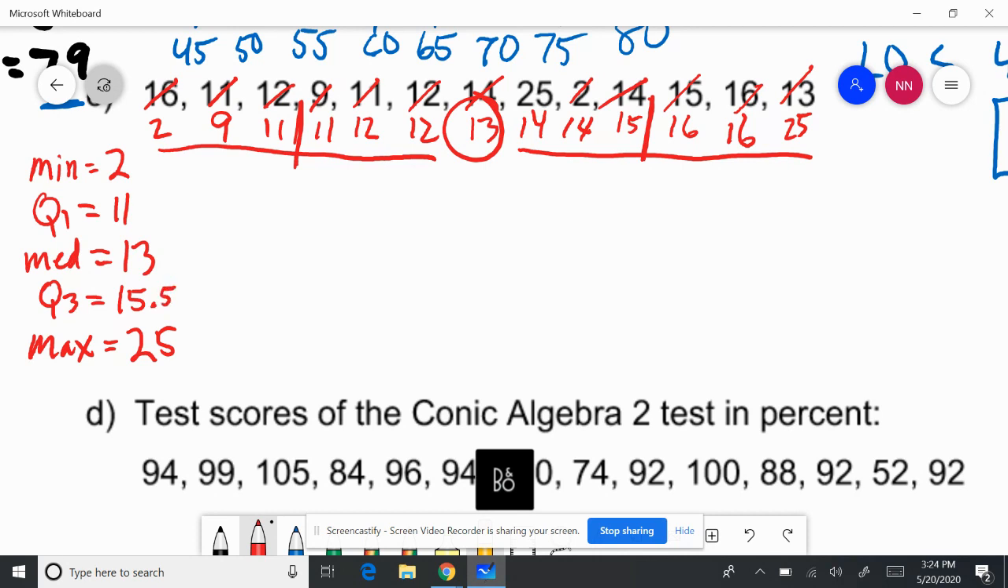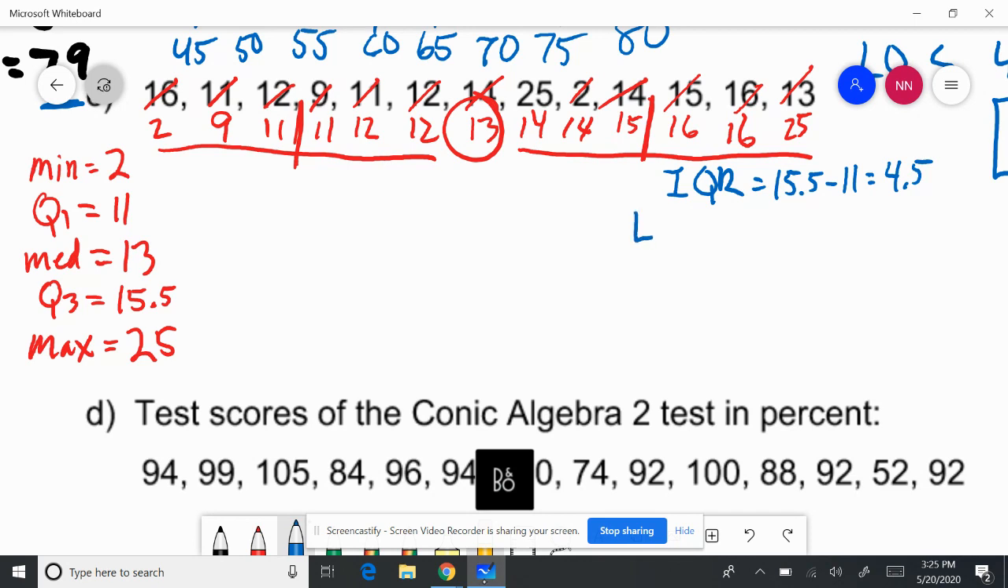Before we graph our box plot, we're going to check for our outliers. So remember, we're going to find our IQR first. We're going to take our Q3 value, which is 15.5. We're going to subtract our Q1 value, which is 11. And that right there gives us 4.5.